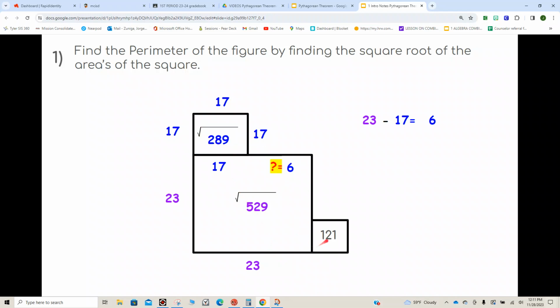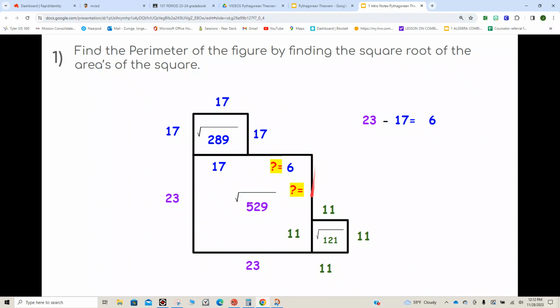Okay. Now we have this square right here. We're going to find the square root of 121. So the square root of 121 is 11, 11, 11, 11. However, we almost have all the sides, right? But we're missing this side right here. So I'm going to put a question mark. Go ahead and put a question mark right there.